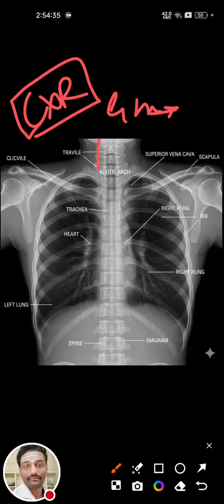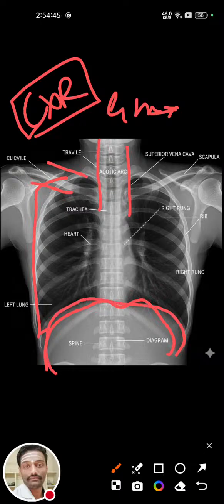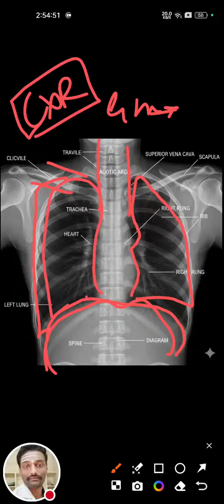Okay, we have already studied the anatomical structures. This is the trachea and this one is the clavicle. These are the ribs, this one is the diaphragm, and these are the lungs. This is the left lung and this is the right lung. The heart is situated in the mediastinum.